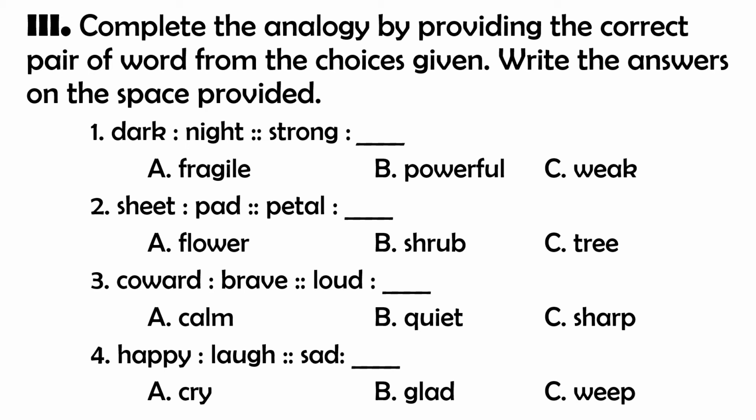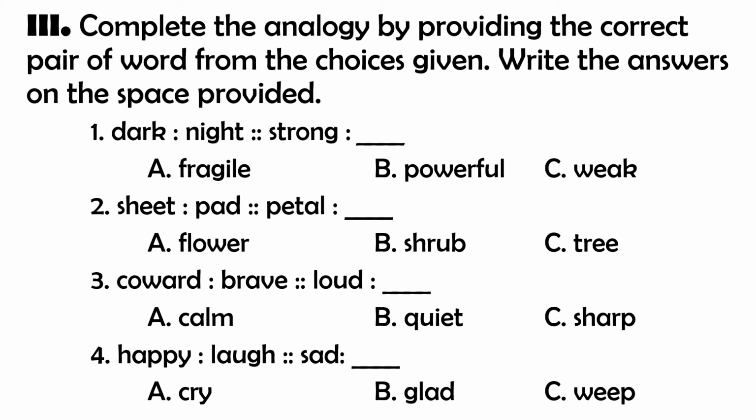Okay, next part. Complete the analogy by providing the correct pair of words from the choices given. Write the answers on the space provided. Number 1. Dark is to night, as strong is to blank. A. Fragile. B. Powerful. C. Weak.